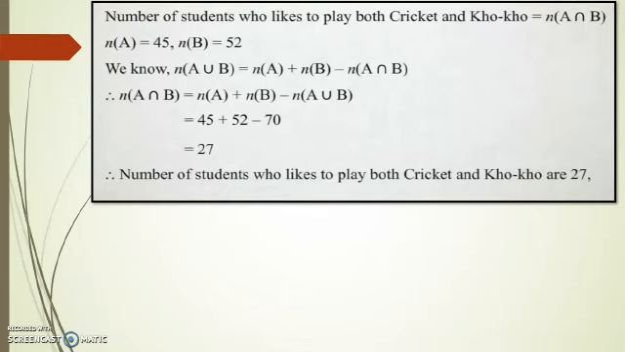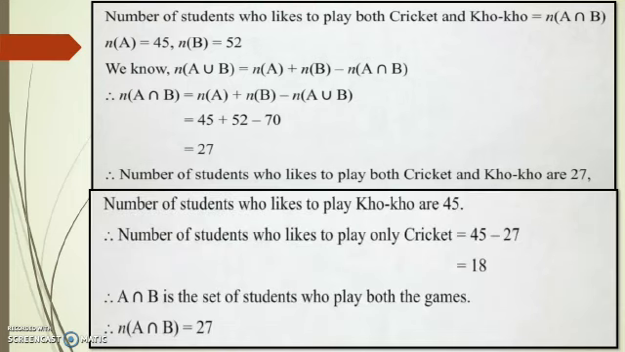Rearranging this relation, we get number of elements in A intersection B equals number of elements in A plus number of elements in B minus number of elements in A union B, that is 45 plus 52 minus 70. So we'll get the answer as 27. So the number of students who like both the games is 27.